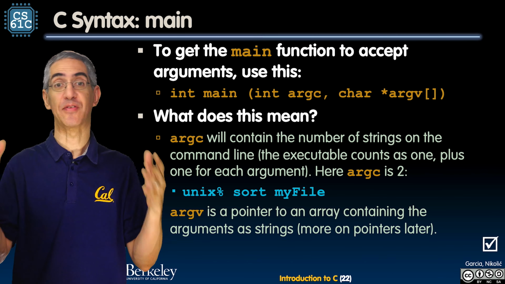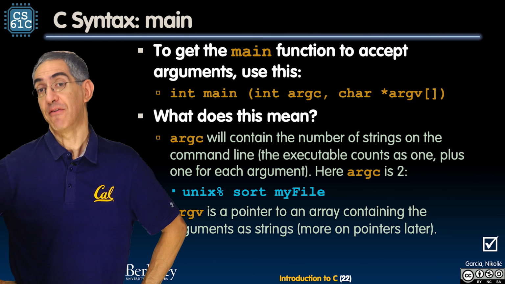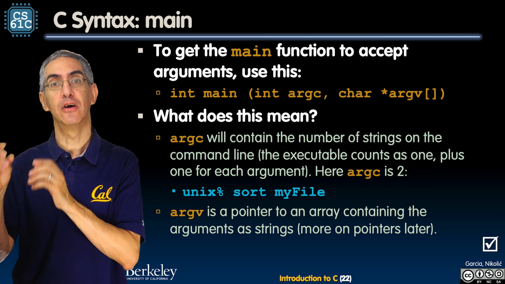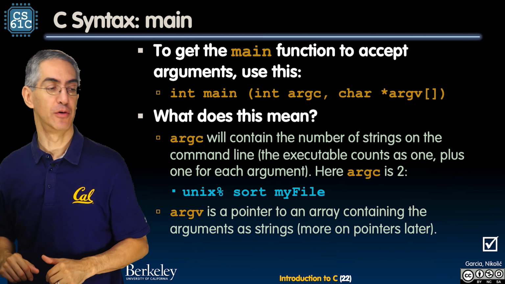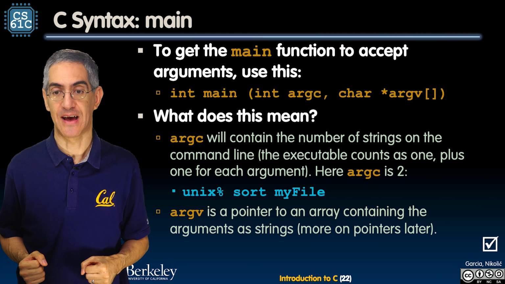As I mentioned before, you have this main. Before we had a void in there saying, you know what, I don't need any arguments, I'll just say void. If you want to be able to process arguments, you have to say the following: int argc, char star argv, open, close, square brackets.